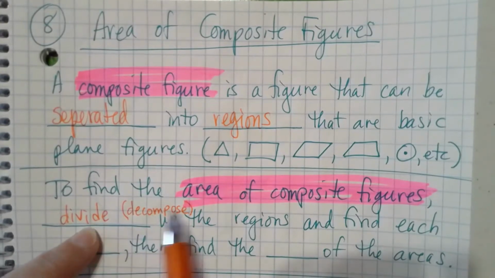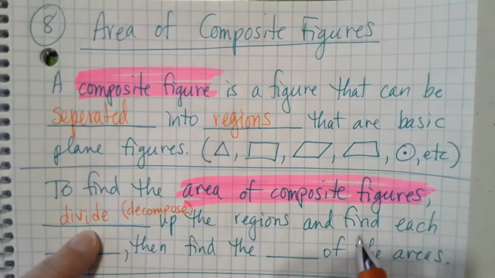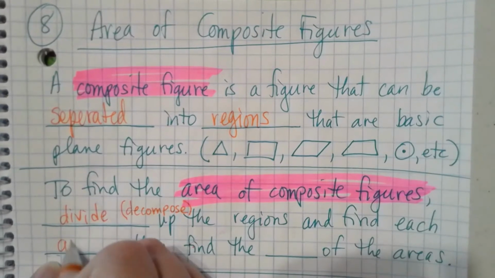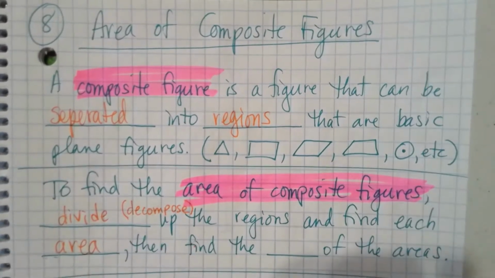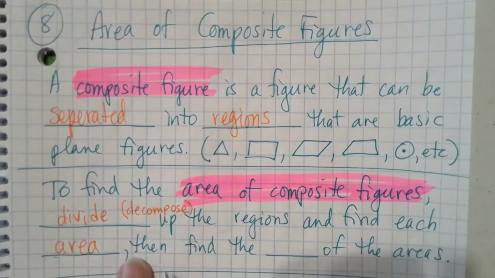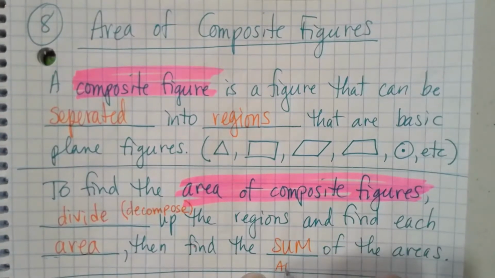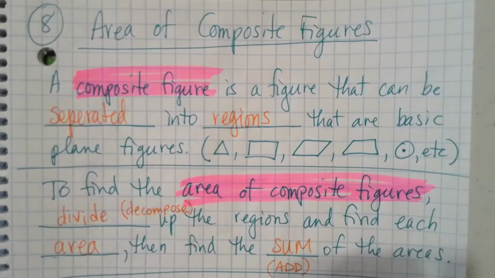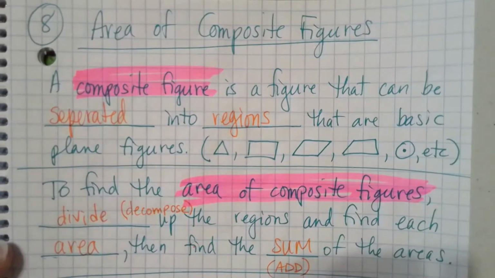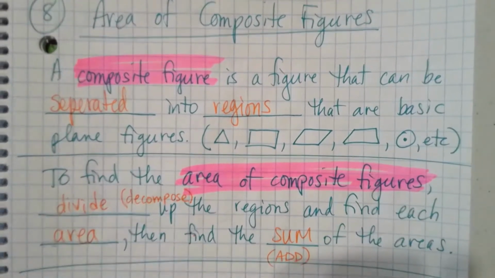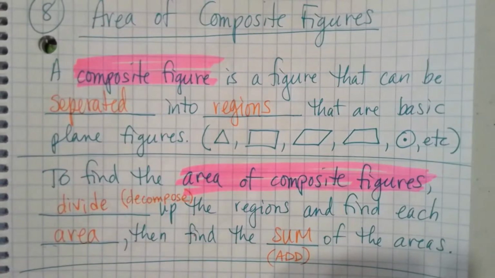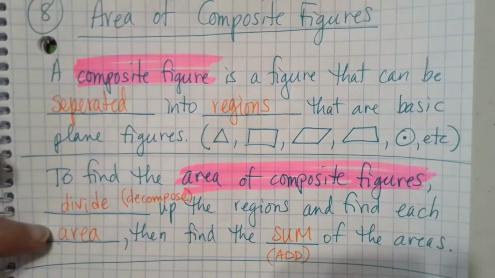So we're going to divide or decompose up those regions, and then we're going to find the area of each one. And we are just going to add them all together. So we're going to take the sum of all of those areas, or we're going to add, right? So to find the area of composite figures, divide up all the regions, figure out what shapes we have, find the area of each one of those shapes, and we're just going to add them all together.